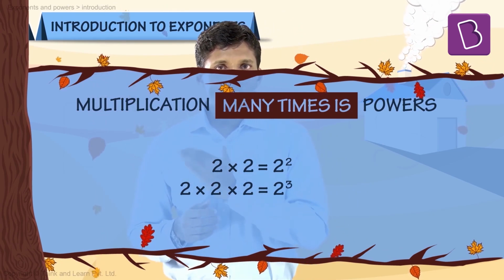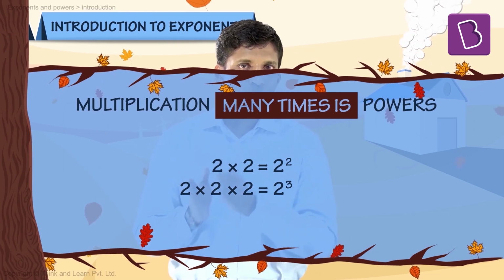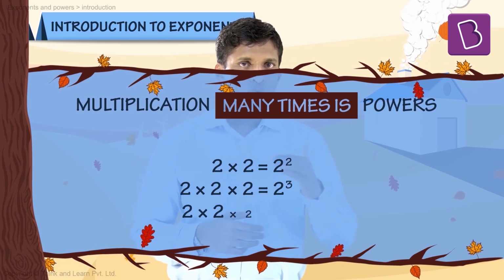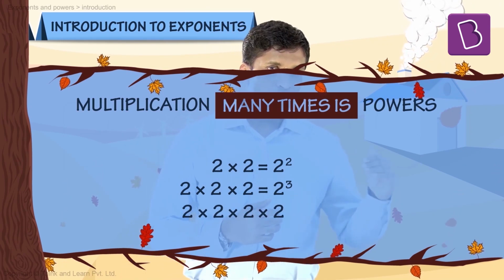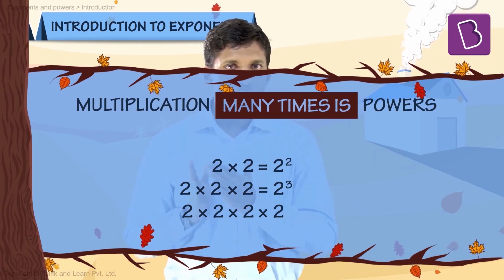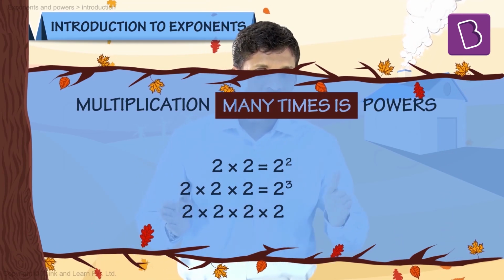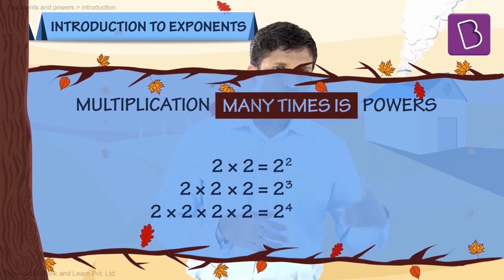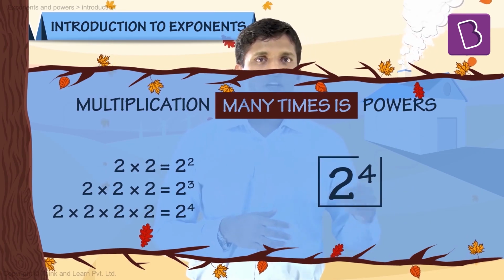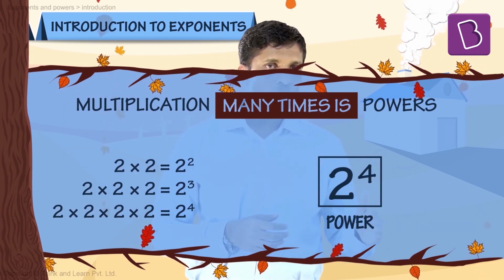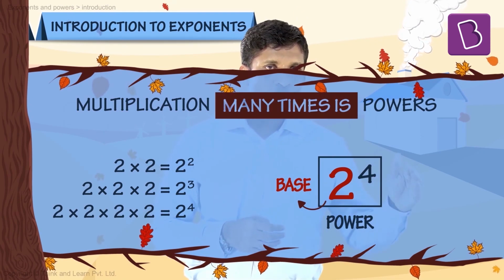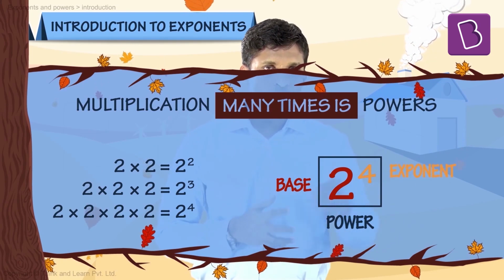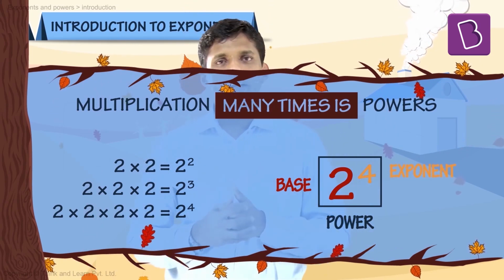Now, if I multiply 2 4 times, that is in words 2 multiplied by 2 4 times. If I represent it using numbers, 2 into 2 into 2 into 2. In shorter language, so it's actually a shorter language, right? Multiplication many times, rather than writing it in length like this, I can simply write 2 to the power of 4. Now, this 2 to the power of 4, this format is called powers. 2 here is called the base, and 4 here is called the exponent. So 2 is the base and 4 is called the exponent. This kind of representation we call powers.